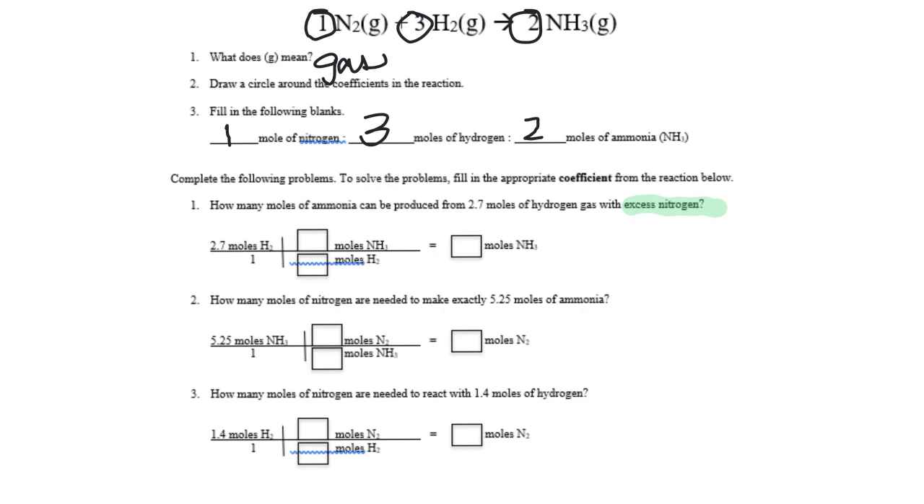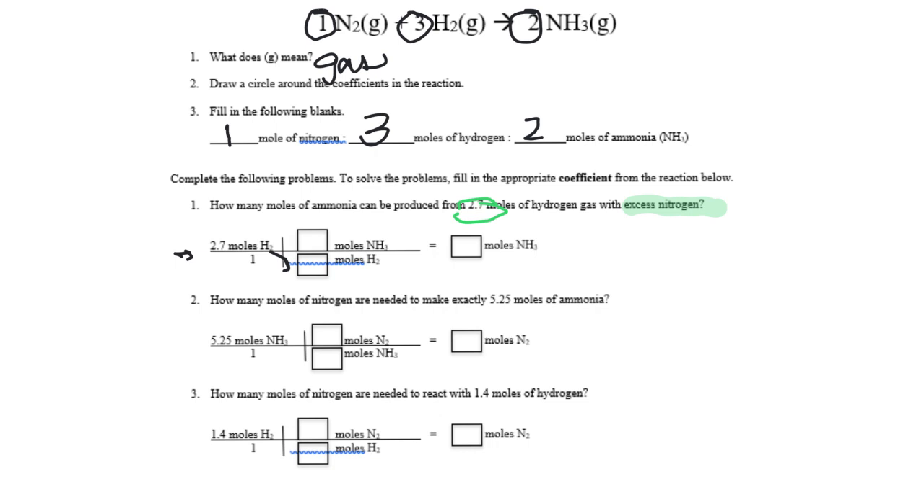Now, remember our steps for train tracks. We start with the number and unit given in the problem. We then put that over 1, and we draw our train track. We take the unit that's here and bring it down. And the unit is moles of hydrogen. And then I want to get to moles of ammonia. So if you don't know what ammonia is, you go up and look at the equation. This is nitrogen, this is hydrogen, this has to be ammonia. So moles of NH3 goes to the top.